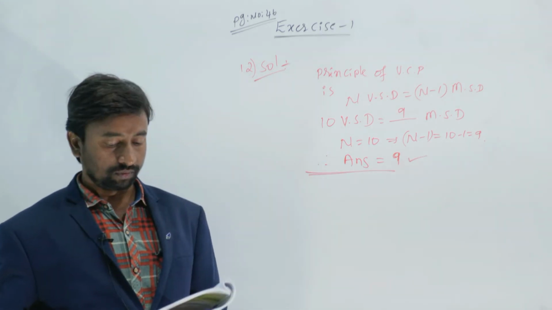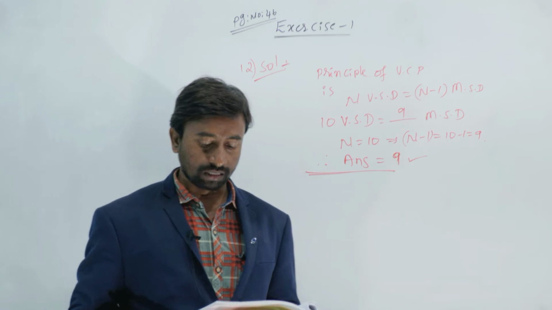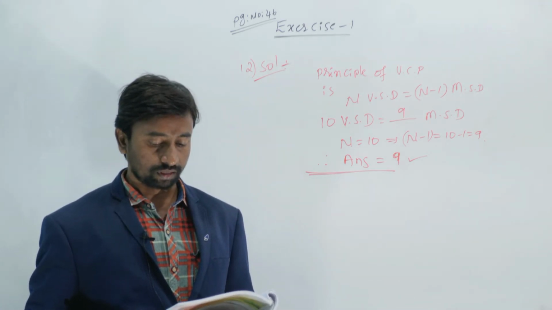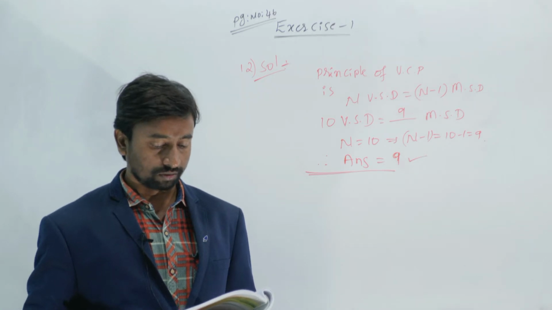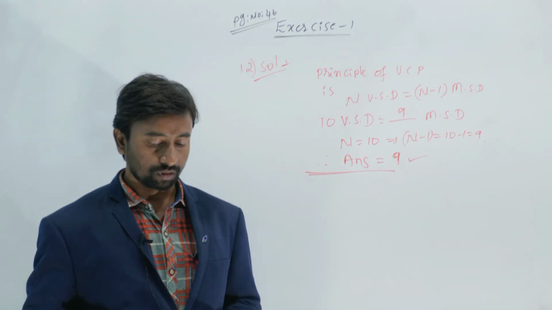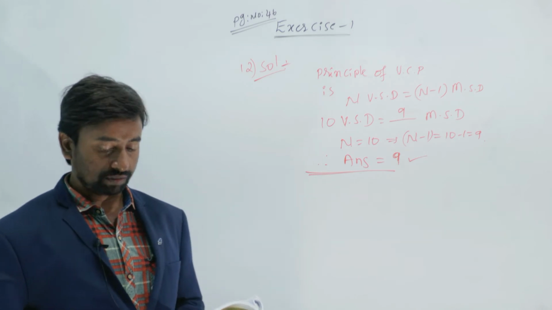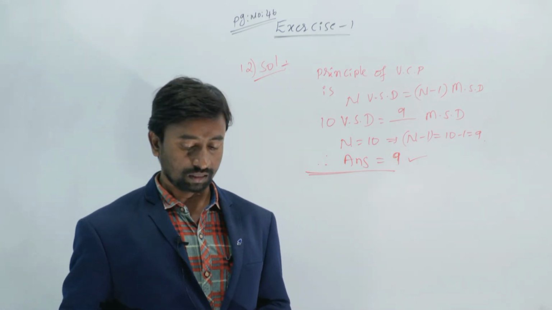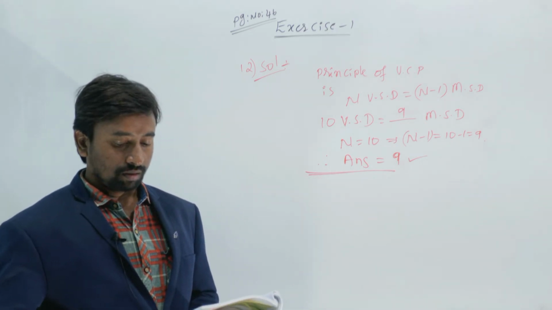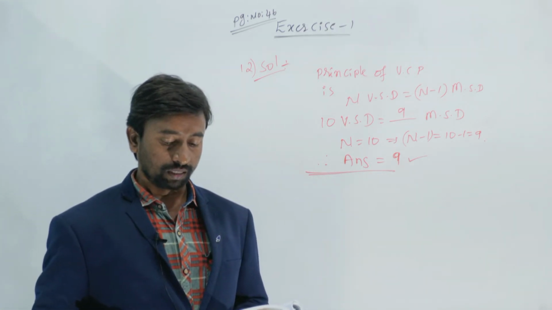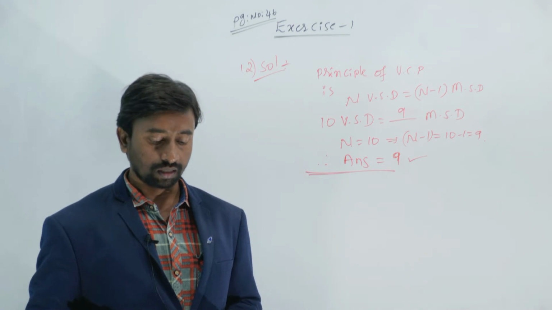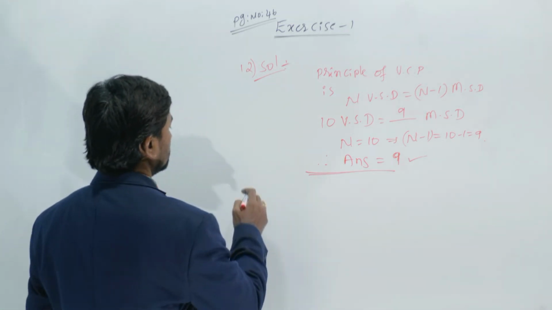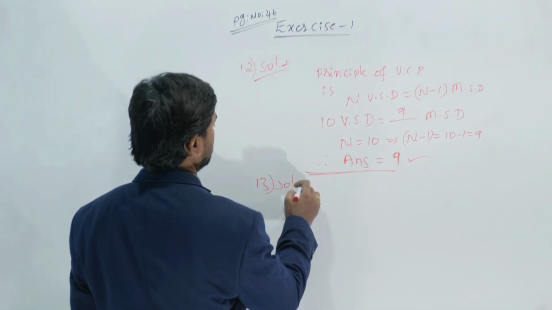Now the 13th one. The main scale of Vernier calipers has 10 divisions in a centimeter, and 10 Vernier scale divisions coincide with 9 main scale divisions. Then the least count of the Vernier calipers is? They are asking for the least count. So, the 13th solution.